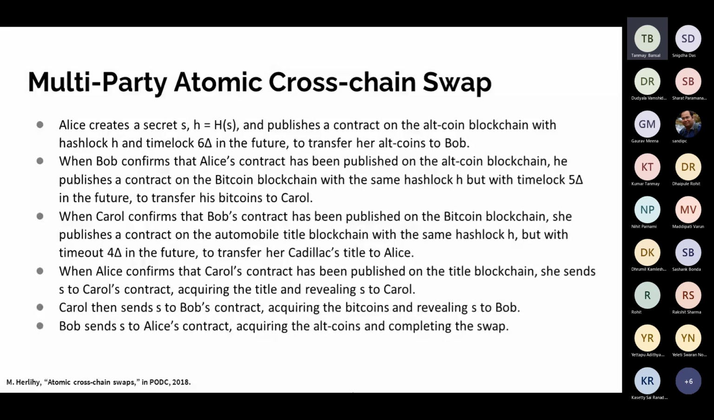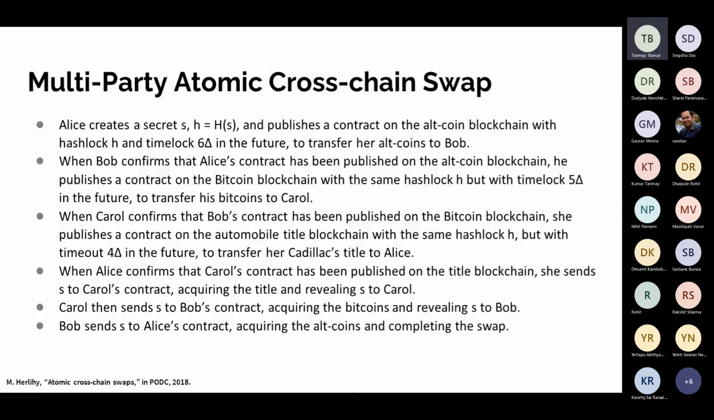Now, when Carol sees that Bob's contract has been published, she publishes a contract on the automobile title blockchain, which is what I was talking about, with the same hashlock H, but now with timeout 4 delta in the future to transfer her Cadillac's title to Alice. So now all the three parties know these things have been done.